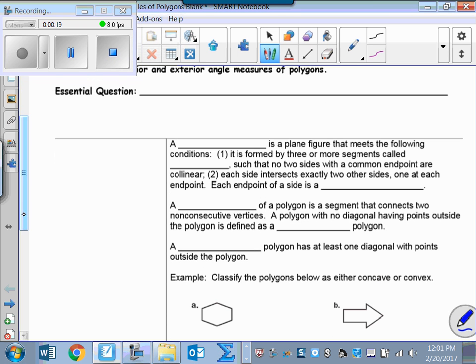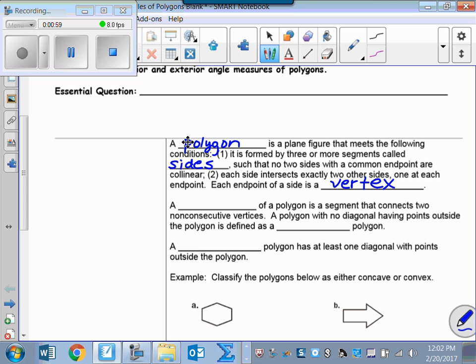So here we go. Let's start off with the definition of polygon. A polygon is a plane figure that meets the following conditions. It is formed by 3 or more segments called sides. We also call these the edges of a polygon, but for our definition we're going to put sides here, such that no two sides with a common endpoint are collinear, and each side intersects exactly two other sides, one at each endpoint. Each endpoint of a side is called a vertex.